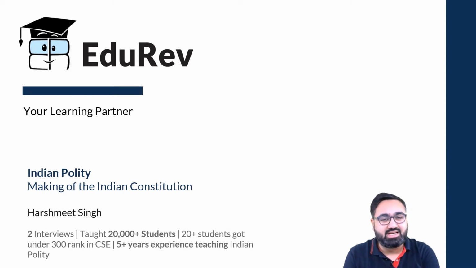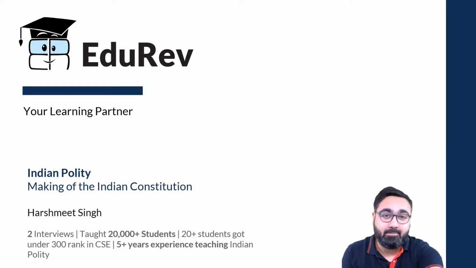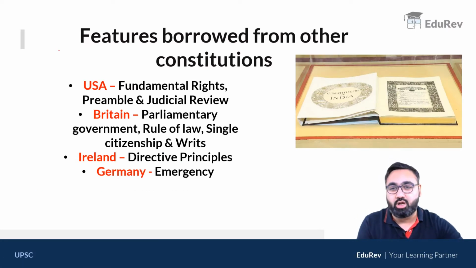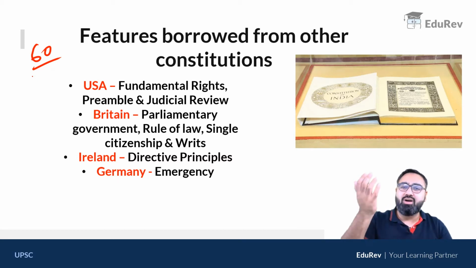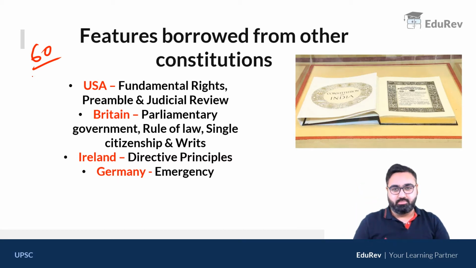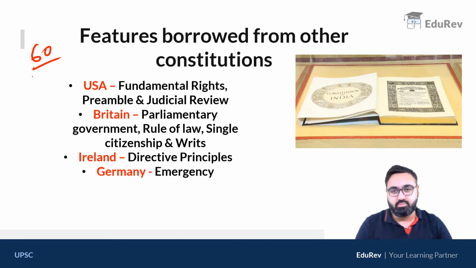Last lecture we discussed that, while making the Indian Constitution, we consulted constitutions from about 60 countries in total. From these 60 constitutions, many of the features that we found useful were taken into our own constitution. I would want you to go through them one by one, especially the ones which are more important and relevant from our point of view.